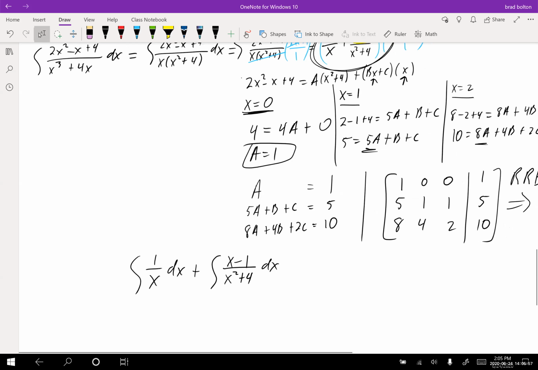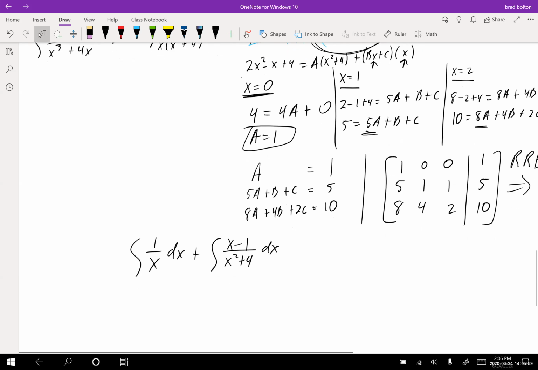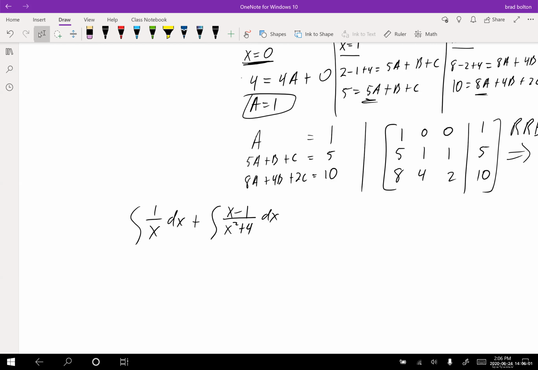So we have the integral of 1 over x dx plus the integral of x minus 1 over x squared plus 4. Now this one, hopefully you guys recognize, is a u sub, right? Actually, no, it's not. I am wrong. It's not a u sub now that I look at it. So this one will just be the natural log of the absolute value of x, right? Now this one we're going to split as x over x squared plus 4. I thought it was a u sub, but then when I looked at it, how would I have accounted for the negative 1 up there? That would have been a problem.